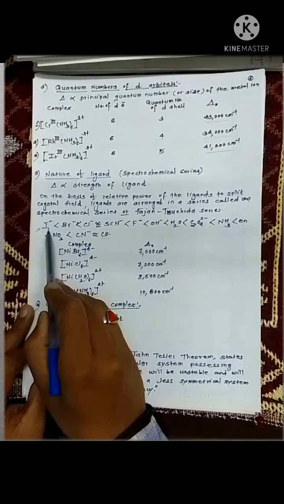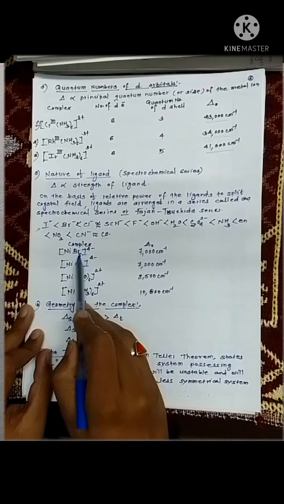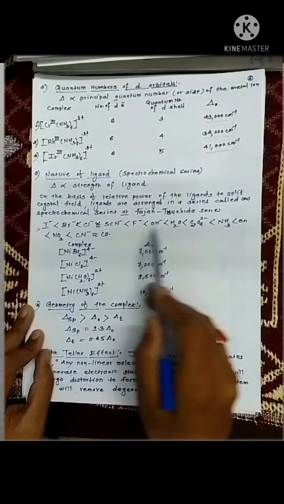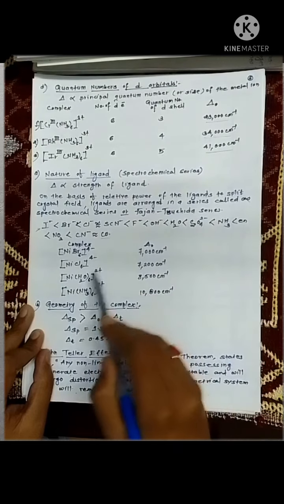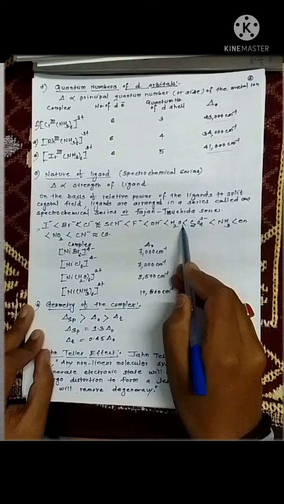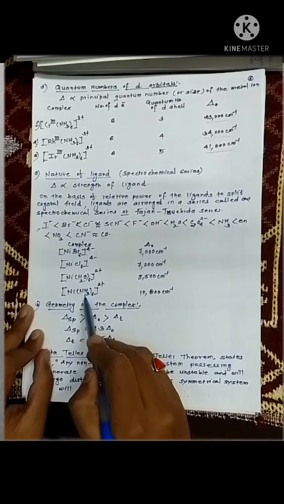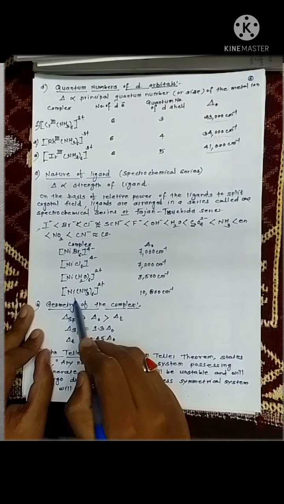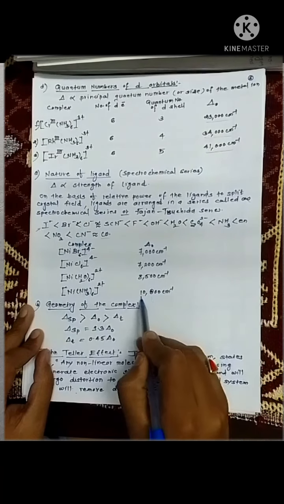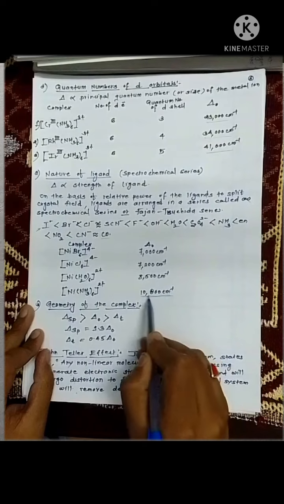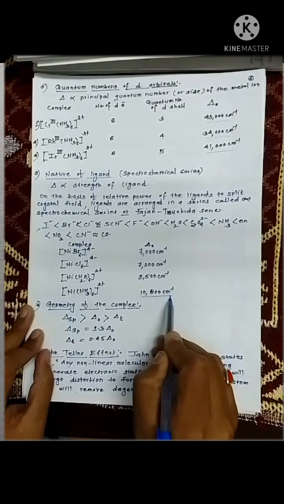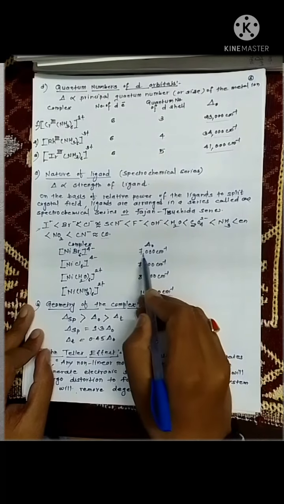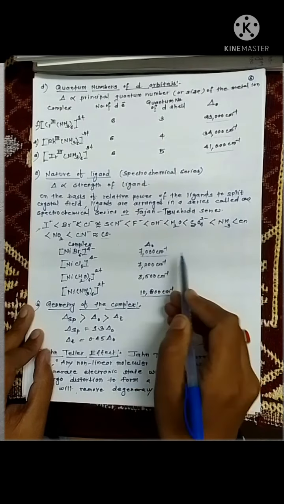So from this series we say that bromine has the least value as compared to chlorine. Chlorine has less value as compared to water, and water has less value as compared to ammonia. So this compound, hexaammine nickel 2 plus, has the highest CFSE, that is 10,800 centimeter inverse, and hexabromo nickel 2 plus has the least CFSE, it is 7,000 centimeter inverse.